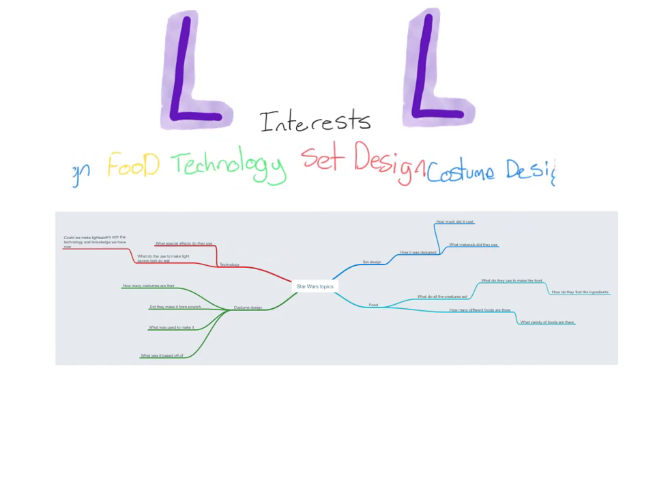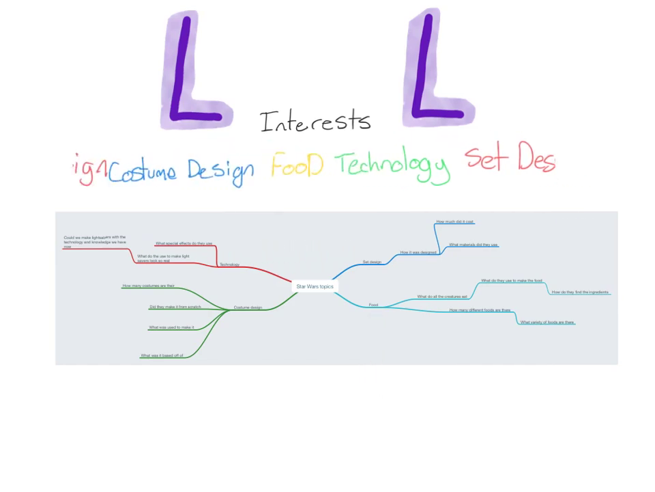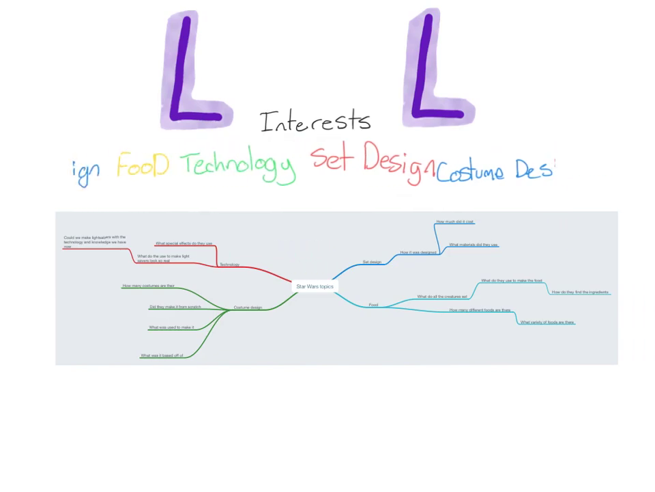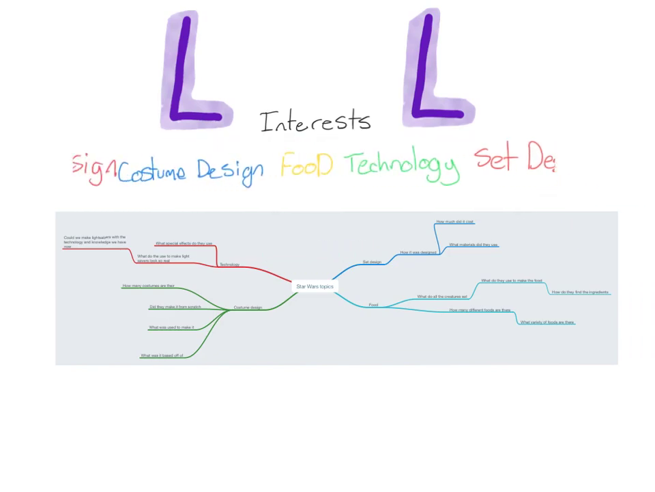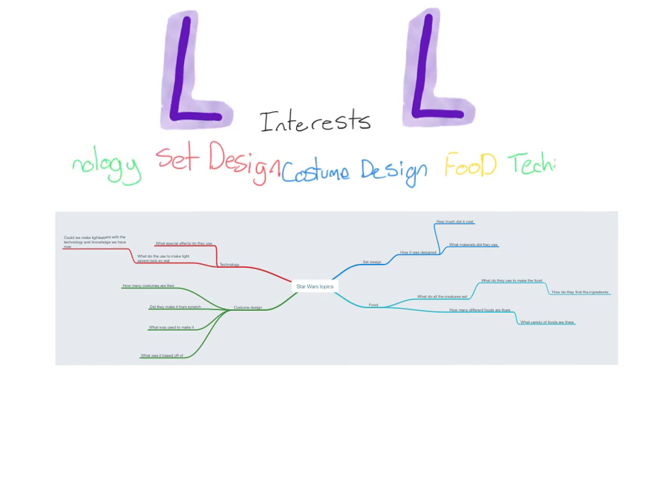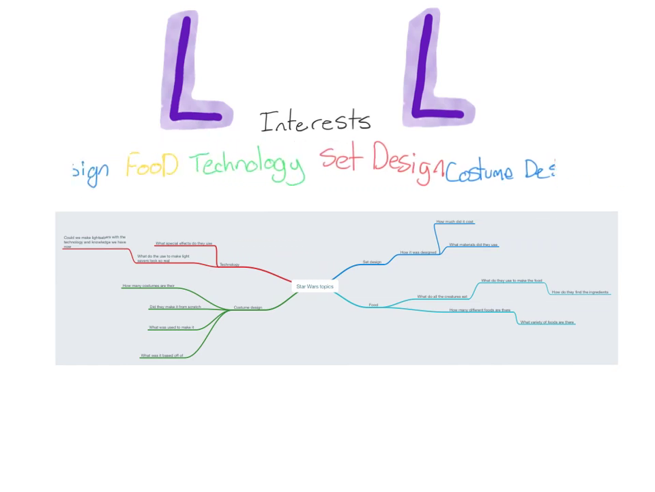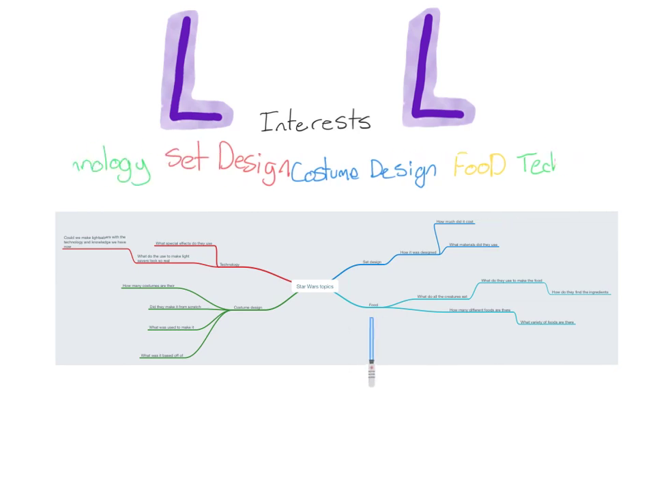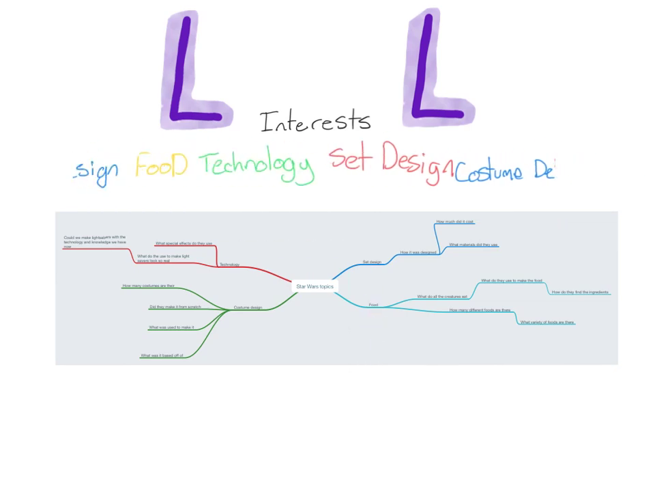I narrowed it down to food, and my how might we question was how might we use the food in set design to influence the audience. And I liked this because it included two of the topics that I liked, set design and food.